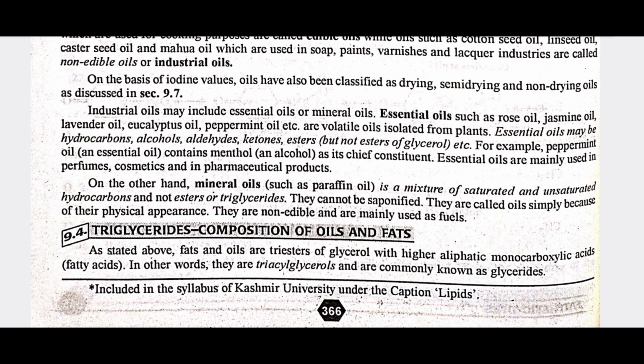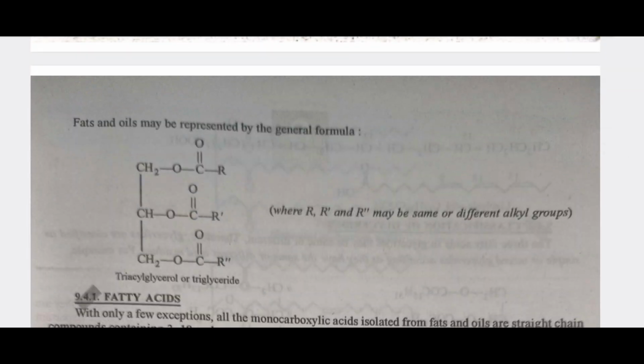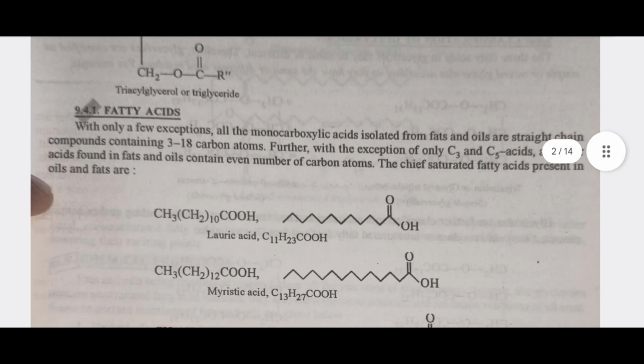As stated above, fats and oils are triesters of glycerol with higher aliphatic monocarboxylic acids, that is, fatty acids. In other words, they are triacyl glycerols and are commonly known as glycerides. Fats and oils may be represented by the formula. In this formula, R, R' and R'' may be the same or different alkyl groups of fatty acids. With only a few exceptions, all the monocarboxylic acids isolated from fats and oils are straight chain compounds containing 3 to 18 carbon atoms. Further, with the exception of only C3 and C5 acids, all other acids found in fats and oils contain an even number of carbon atoms.